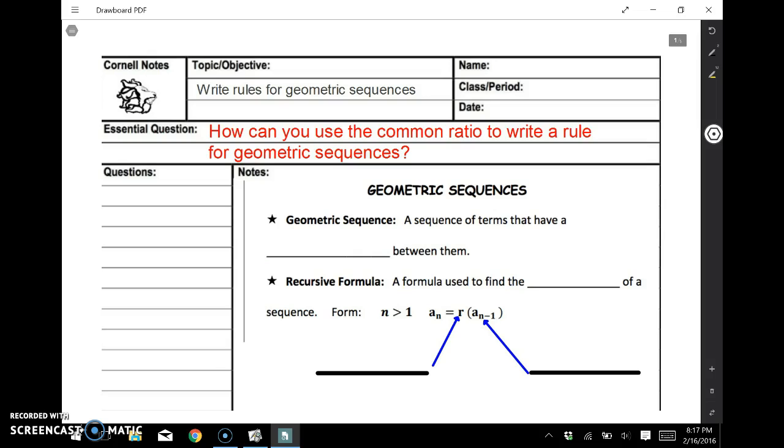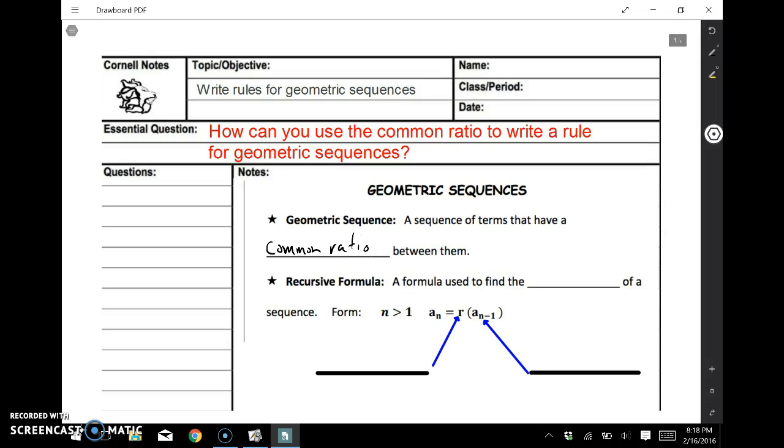Alright. So geometric sequences. Over the last couple of days, over last week, we talked about arithmetic sequences. Well, today we're moving on to geometric sequences. A geometric sequence is a sequence of terms that have a common ratio between them. In the last section, we talked about arithmetic sequences having a common difference. Well, this time we're having a common ratio. Since it is a sequence, there's going to be two formulas that we're going to go over today, recursive and explicit. There's going to be some minor changes from the arithmetic to this geometric one.